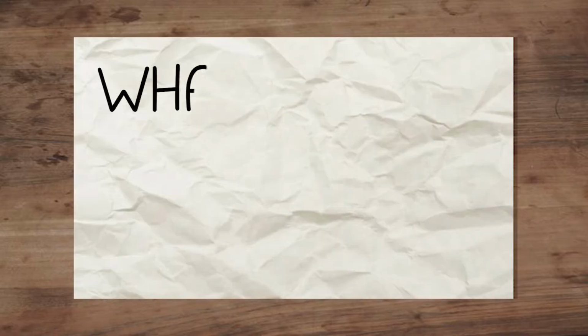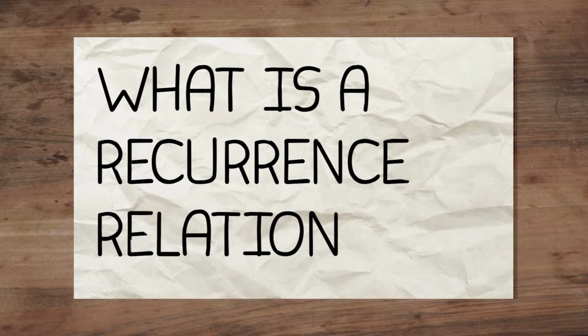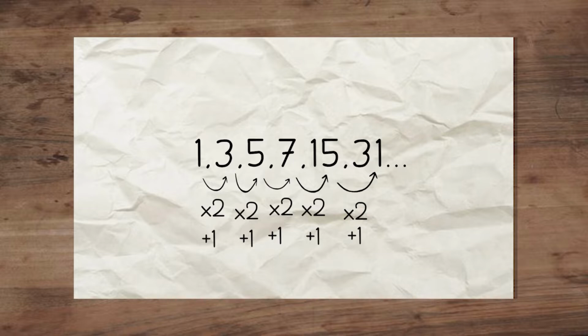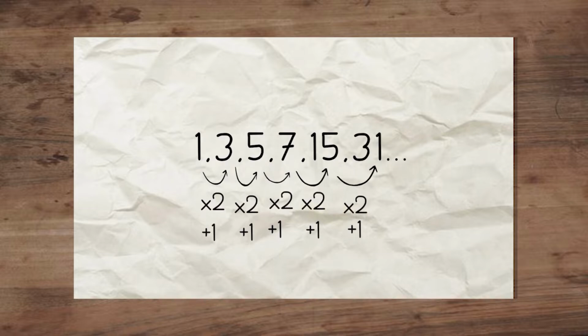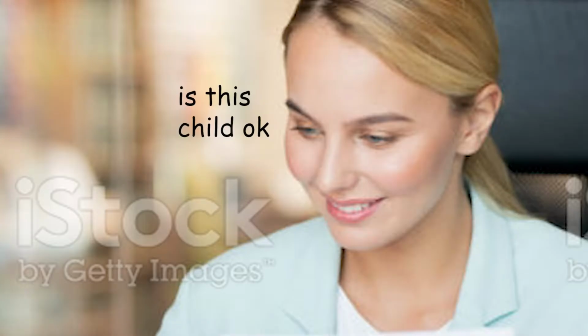To start the discussion, we should begin by understanding what a recurrence relation actually is. Suppose we have a sequence right here. You might say, wow, that's just 2 times the previous number plus 1, right? Of course, but would you really want to write 2 times the previous number plus 1?